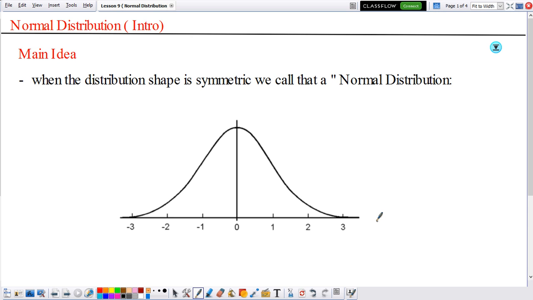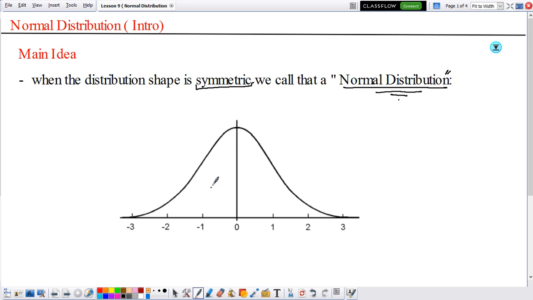Today, we will talk about normal distribution. Now, when the distribution shape is symmetric, we're going to call that a normal distribution. Again, if you see a distribution shape and you see that it's symmetric, that is called a normal distribution. Now, it is important for us to understand normal distribution because it's one of the most important distributions in statistics, and we're going to see its properties today.